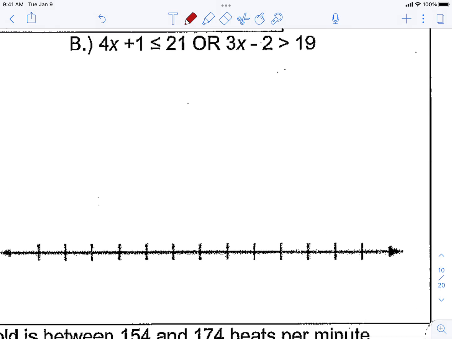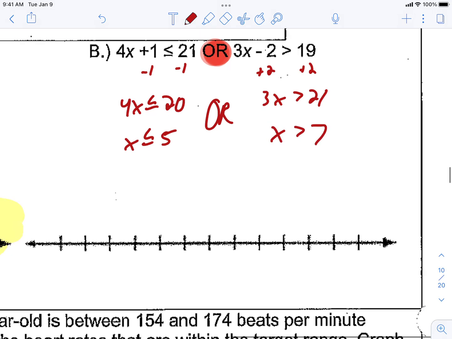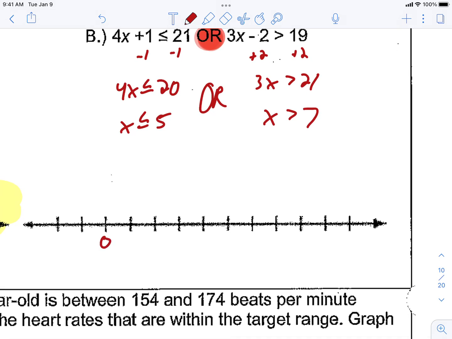We'll do one more here. Notice it's an OR. I get x is greater than 7, x is less than or equal to 5. Again, notice ORs separate, and that'll always hold true.